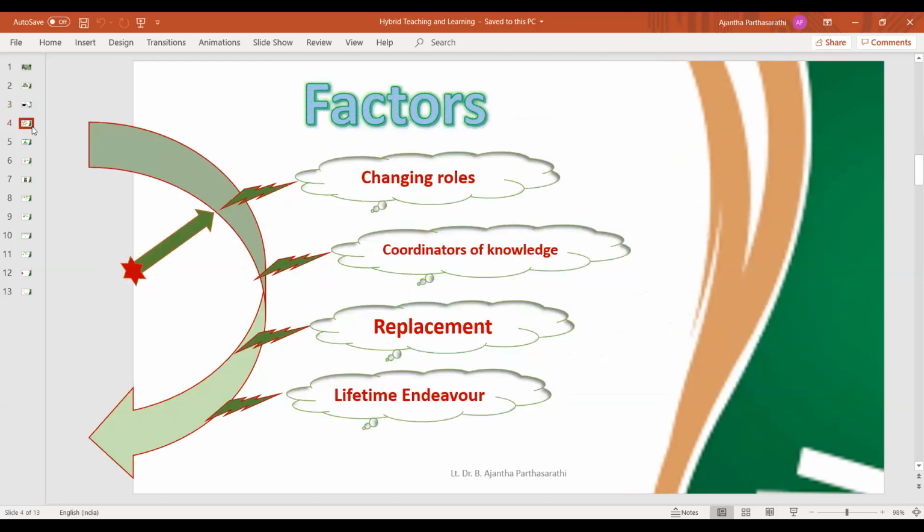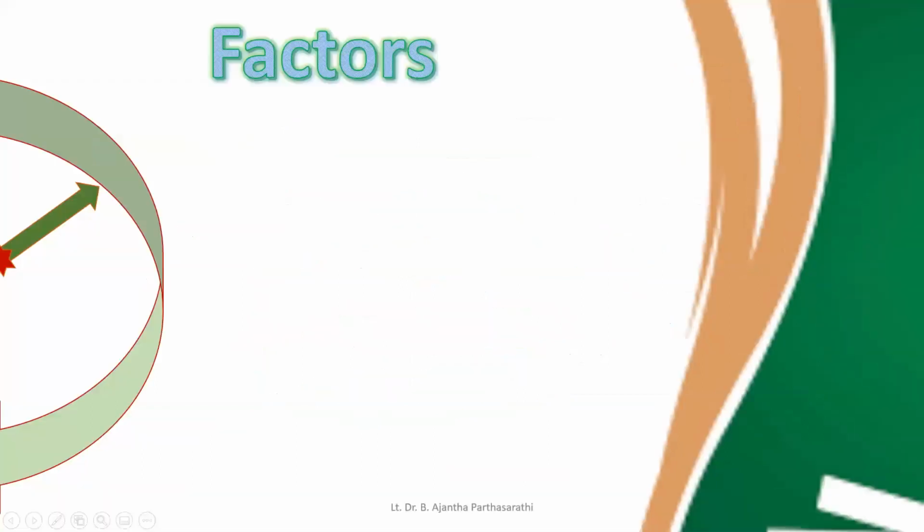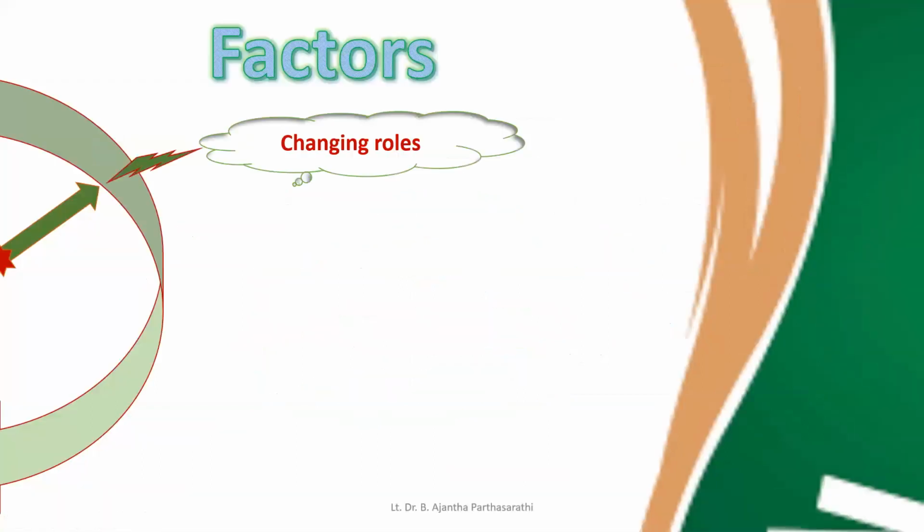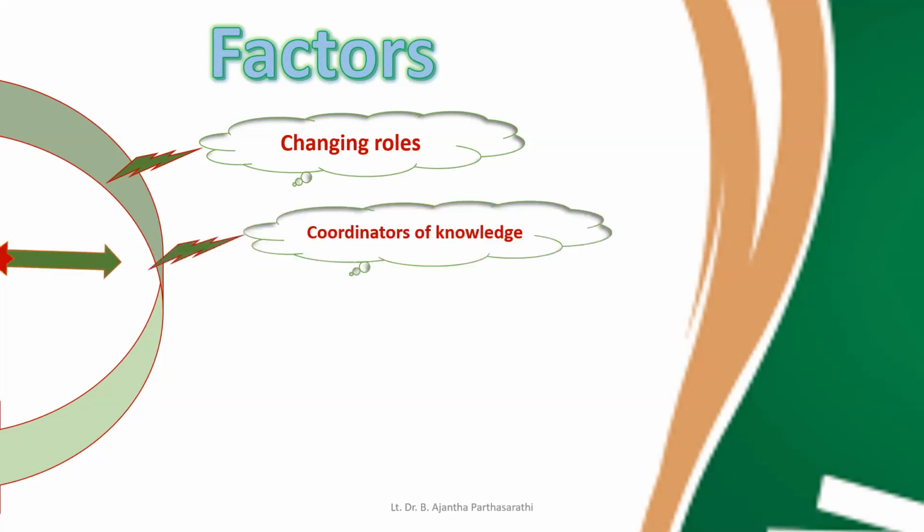Now let's observe some factors affecting hybrid teaching and learning. The first one is the changing role between the student and the teacher. Here the student becomes the active participant and the teacher becomes the facilitator. The teacher evolves into a coordinator of knowledge sources who is also capable of handling and processing the pace of learning.